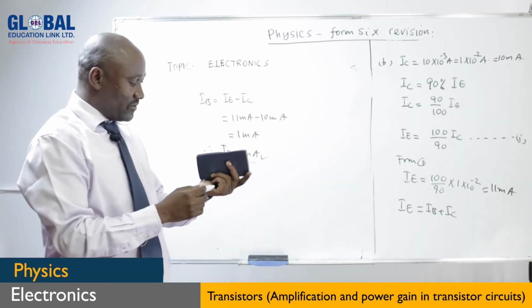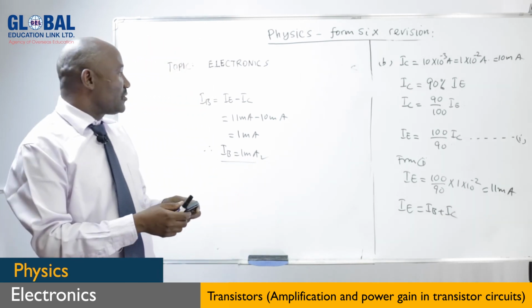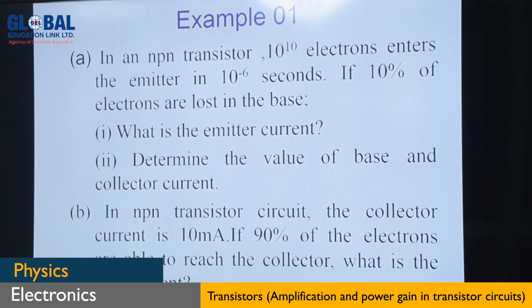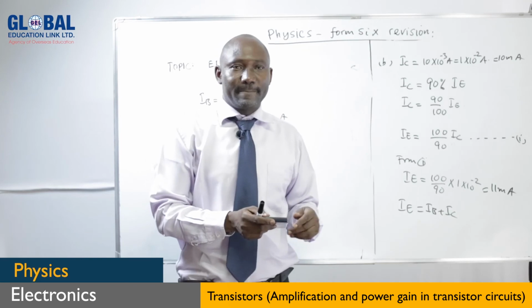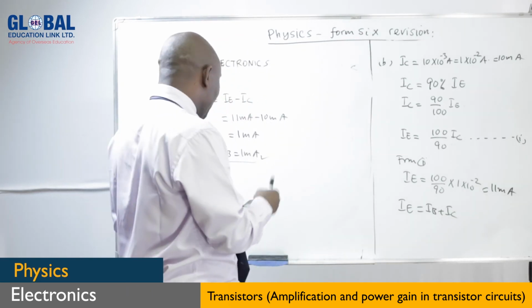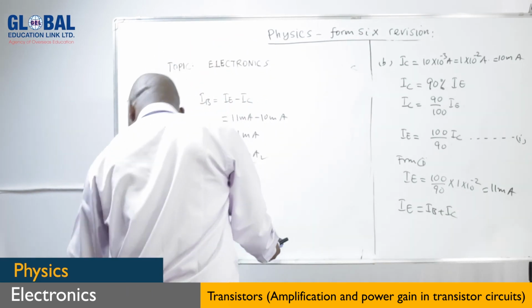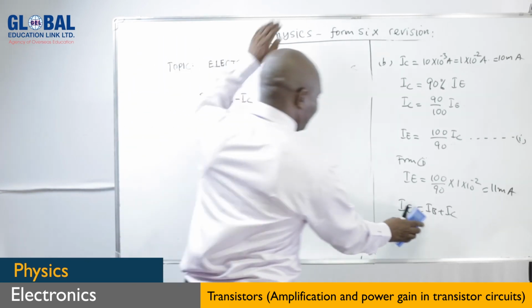These were very easy examples, but you should know how to start in terms of the number of electrons emitted from there. Okay, now this is question number 1. Let's see example number 2.